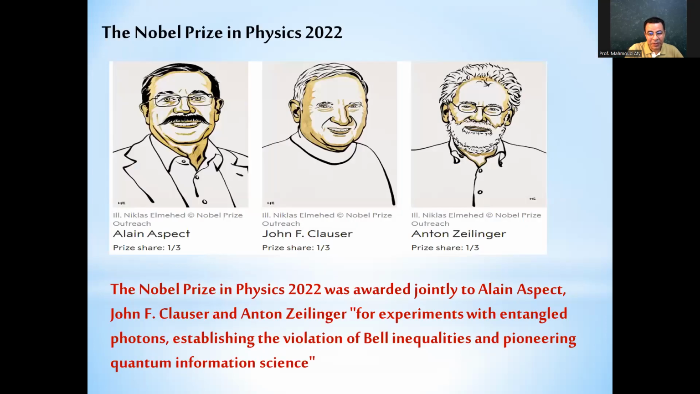In 2022, this is a big event. There is Aspect, Clauser, and Zeilinger. They got a Nobel Prize for a joint work, for their experiments with entangled photons, establishing the violation of Bell inequalities and pioneering quantum information science.